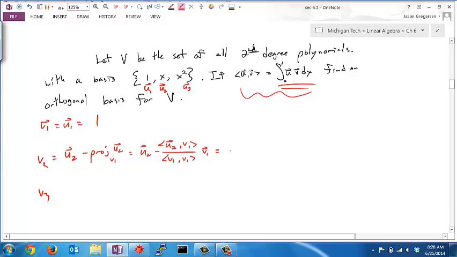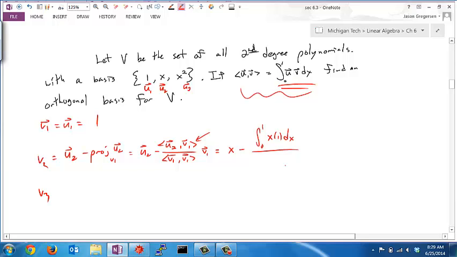We'll get U2, which is X, minus the inner product of U2 and V1. These should be vector symbols overall. Here's my vectors. That inner product here is going to be the integral from 0 to 1 of U2, that's X, and V1, which was the number 1. So that's what that inner product is. That's what U2 dot V1 means with this kind of inner product.